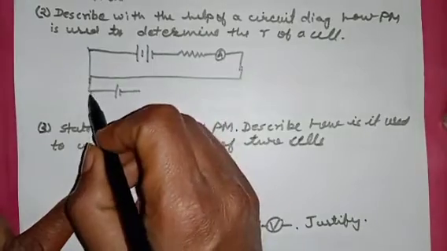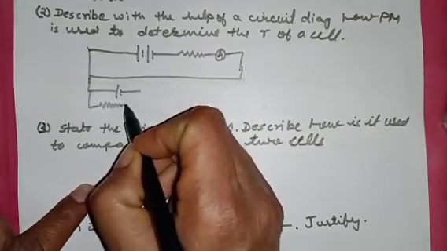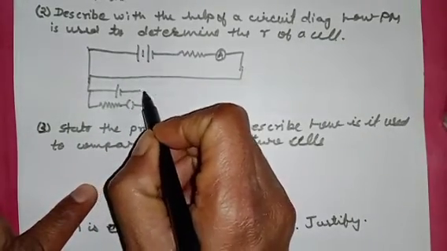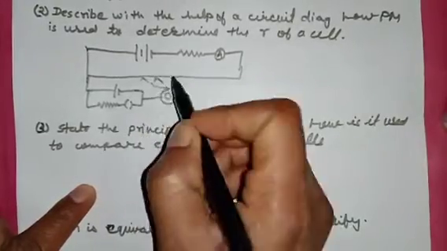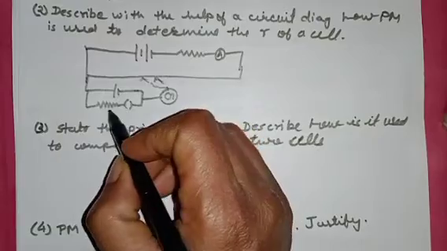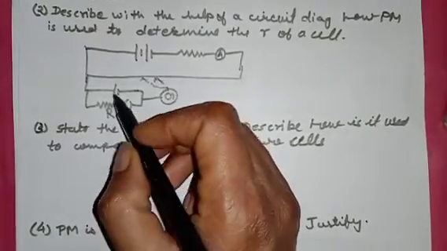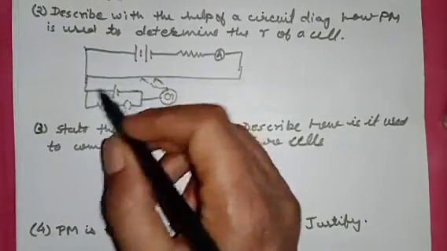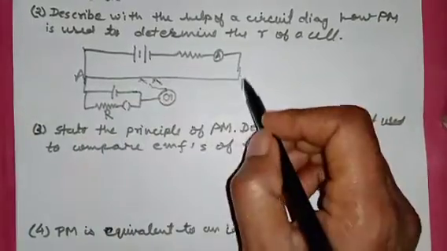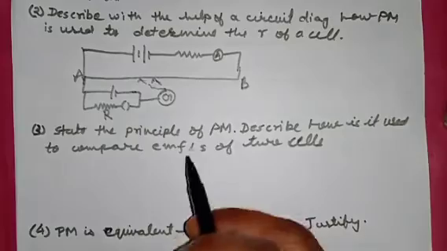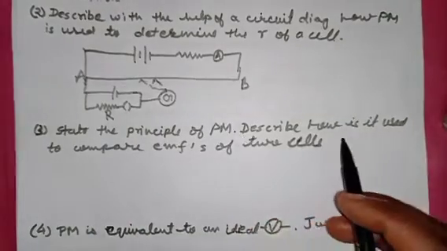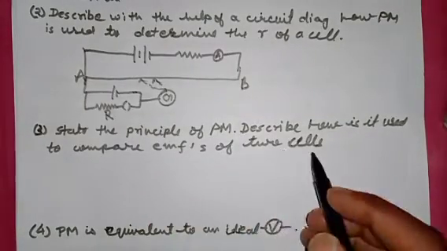In order to find internal resistance, here a high resistance is also connected, and a galvanometer. So this is how we can connect. I mean, there is some external resistance there for this secondary circuit. So that's all. And once again, we will write here driver cell, here experimental cell. That's all. State the principle of potentiometer. How is it used to compare the EMF of two cells?